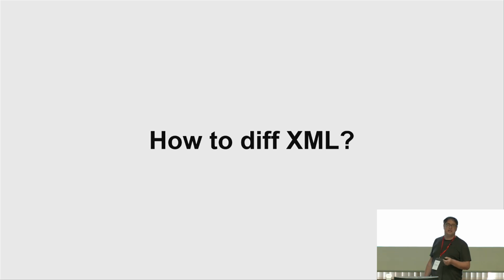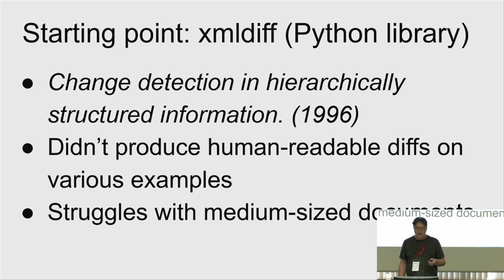So, I started this project and it's like, okay, how do you diff XML? How do you come up with a way to do that? I had a starting point, an XML-diff Python library implemented by a friend of mine who referred this project to me. That's based on a paper from before XML, so really old now, I guess. But the problem with this library, my colleague had tested it, it didn't really produce human-readable diffs on various small examples. And it struggled also, performance-wise, with even medium-sized documents.